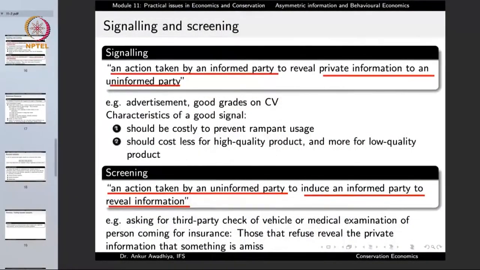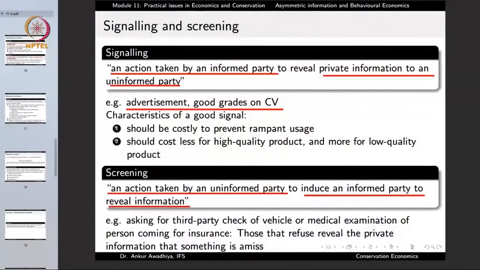Now, signaling, because it is done by the informed party, can take forms of advertisement, good grades on the CV and so on. So when you make your CV with good grades and give it to an employer, you are giving a signal to the employer that you can have a look at my CV and I have had so many good grades. It means that I am a hard worker, I'm a punctual person, I'm an honest person. Now, a person who is not hardworking will not have those good grades. And so this acts as a very good signal.